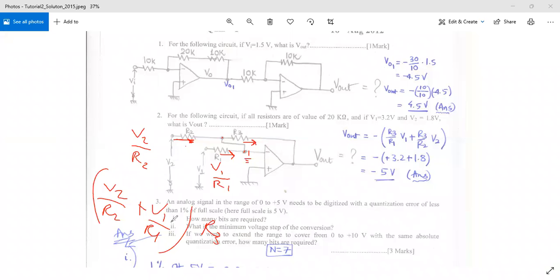If you take this R3 and expand it into this particular bracket, you will get this equation over here: R3 multiplied by V1 upon R1 plus R3 multiplied by V2 upon R2. And then this negative indicates that since it's an inverting amplifier, the output will be inverted. Okay. All of you get that?